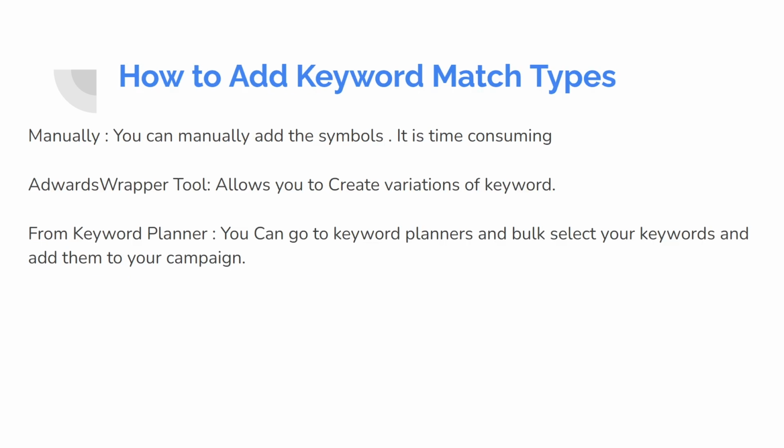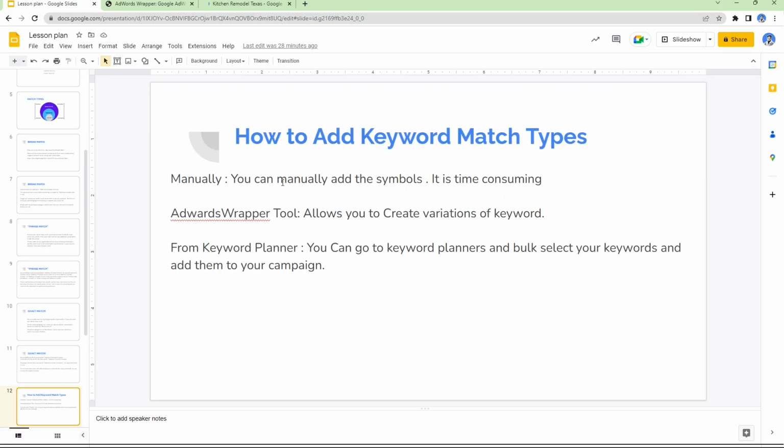So now let's talk about how you can add those keyword match types. The first option is manually. You can manually add the symbols or modifiers to your keywords, but this is very time consuming, right? So the next is the AdWords wrapper tool. I already made a video on this tool, so if you want to check it out, you can visit my channel and check it out if you want. So let me show you the tool real quick.